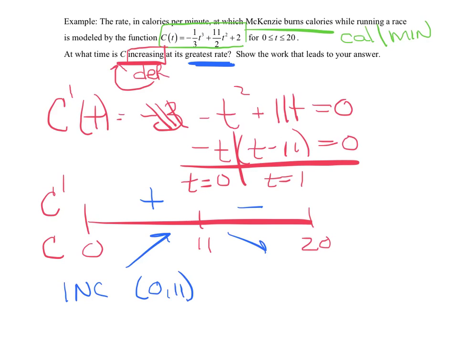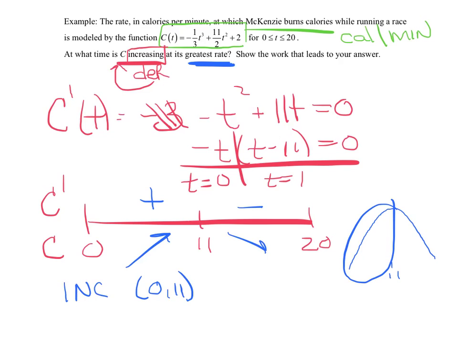Now, that doesn't tell me where it's increasing at its greatest rate. It just tells me I'm increasing between 0 and 11. So, if my function might look something like this, I'm increasing from 0 to 11, then I decrease from 11 to 20. All I know is that it's happening sometime in here, and my goal is to find that time.